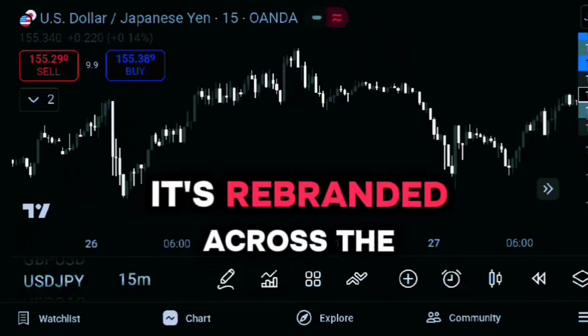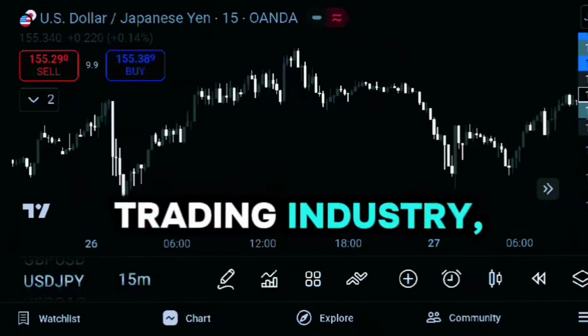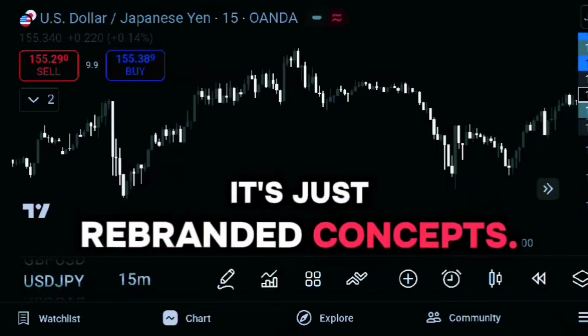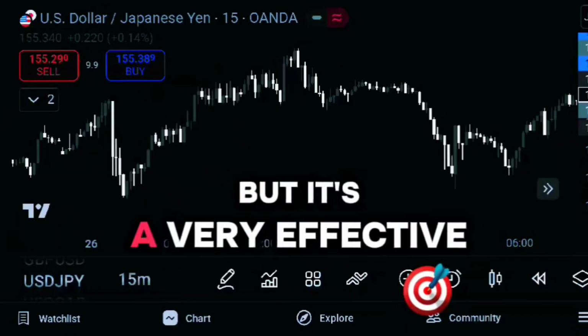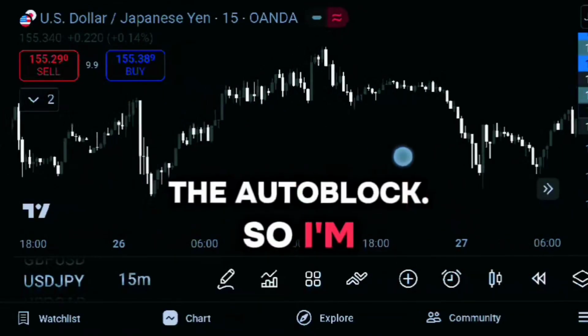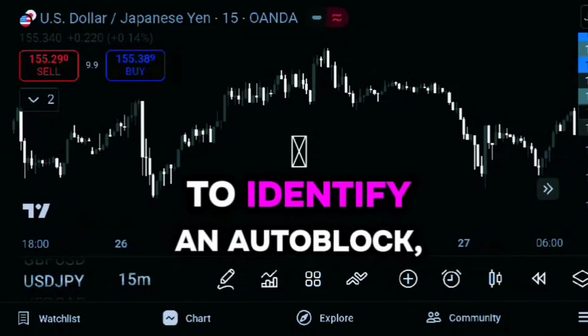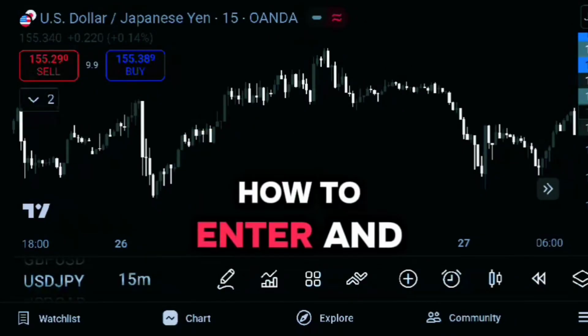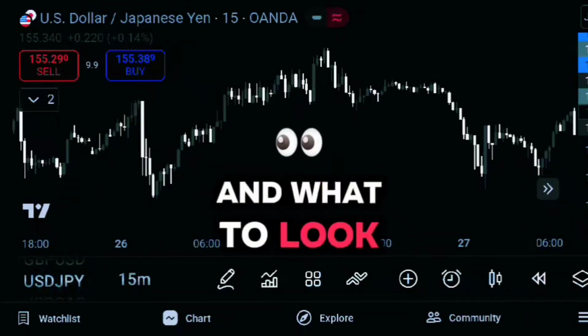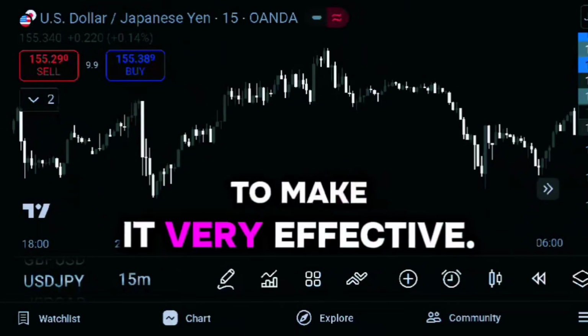It's rebranded across the trading industry, such as supply and demand. It's pretty much the same thing. It's just rebranded concepts, but it's a very effective trading strategy, the order block. So I'm going to show you how to identify an order block, how to enter and exit, it's pretty straightforward, and what to look for within the order block to make it very effective.